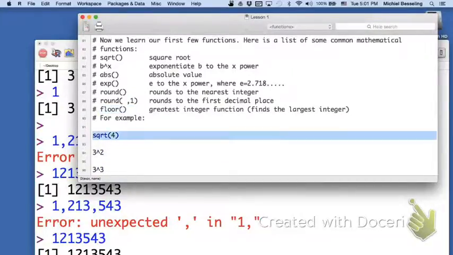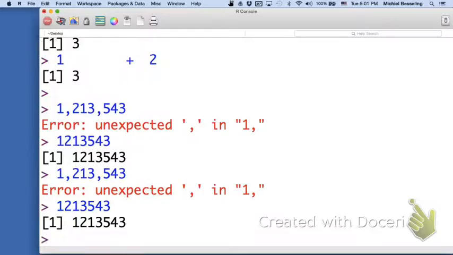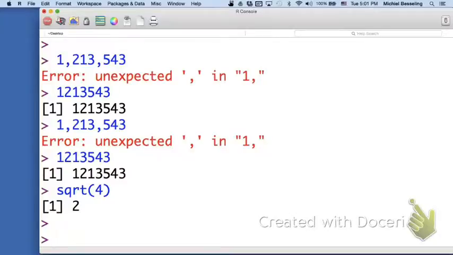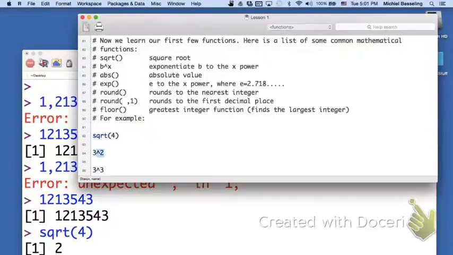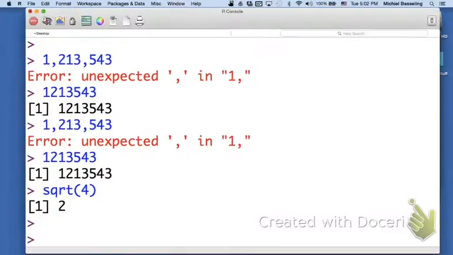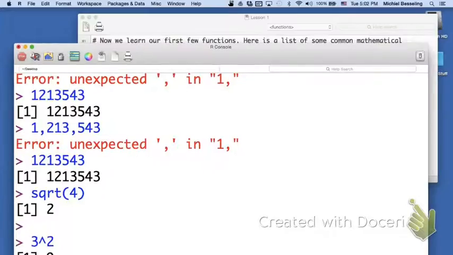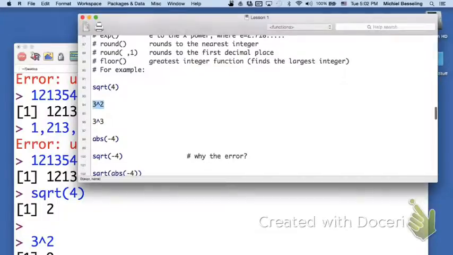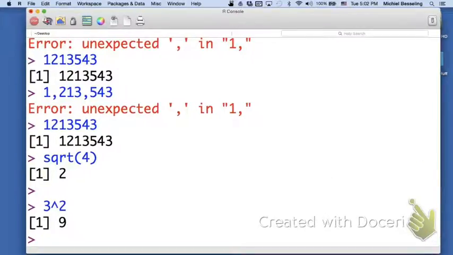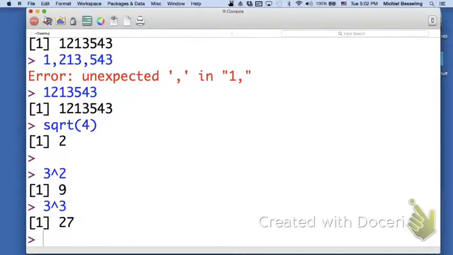So here's one, square root of 4. This should get us 2 if we did it right. Bam. 3 to the second. So this is exponentiating 3 to the second power. This should get us 3 squared, which should be 9. Bam. So far, so good. This is going to get us 3 to the third power, which should be 3 times 3 times 3. Should be 27 indeed. Good job.